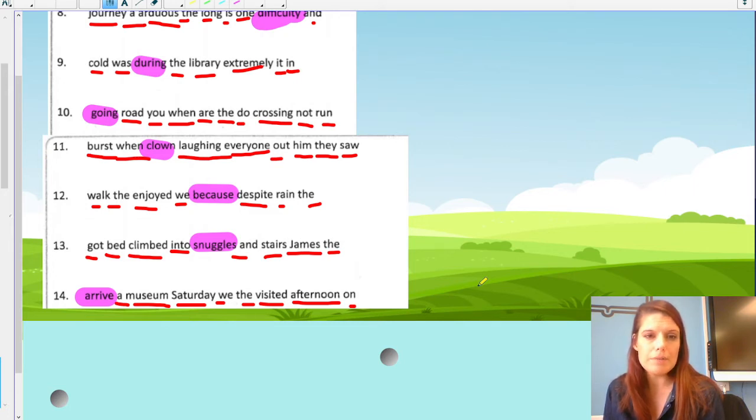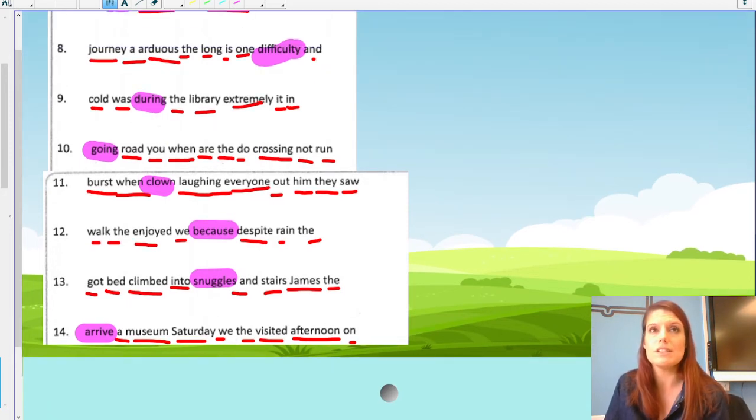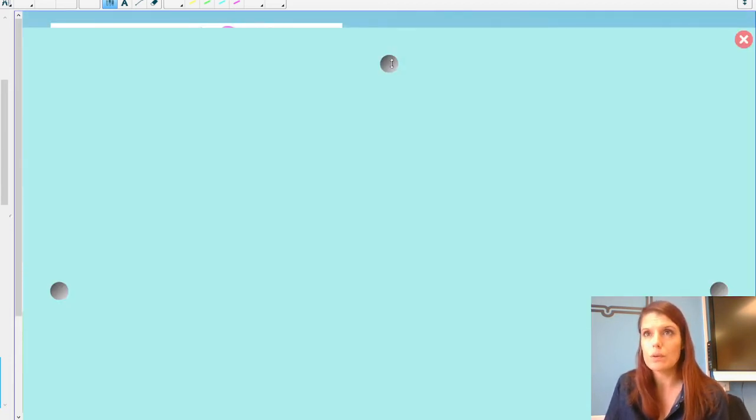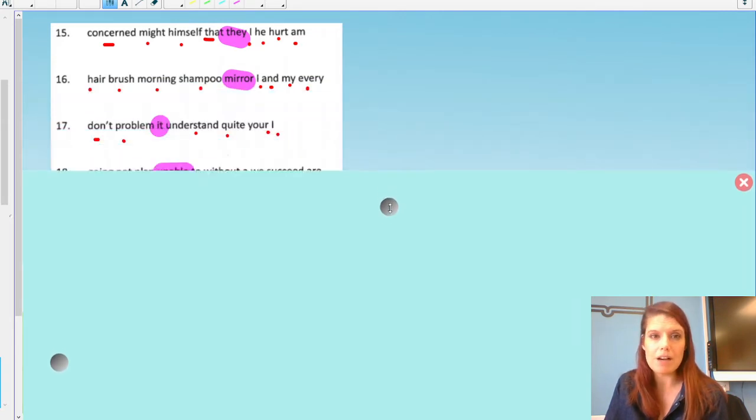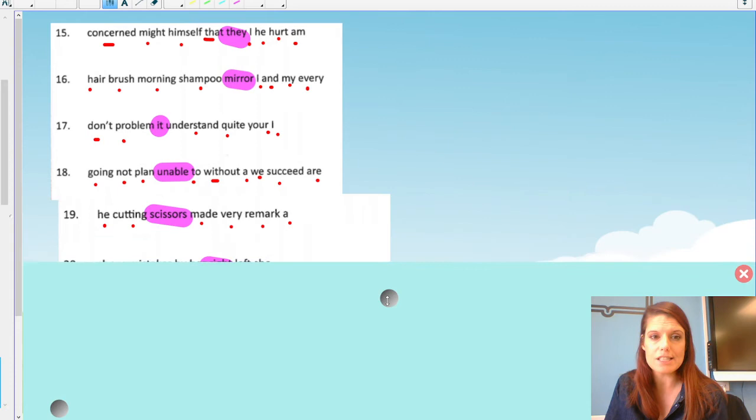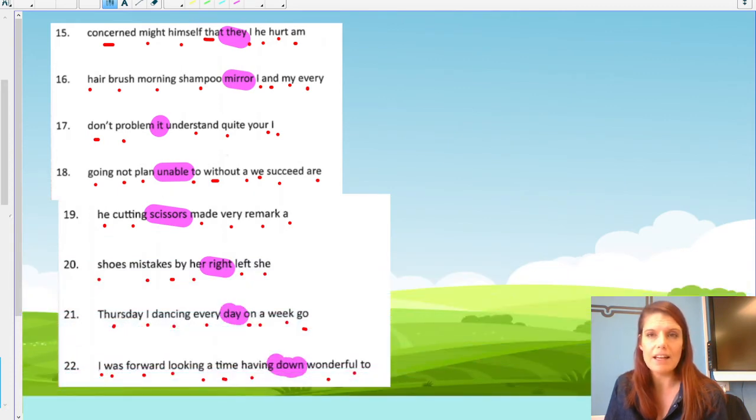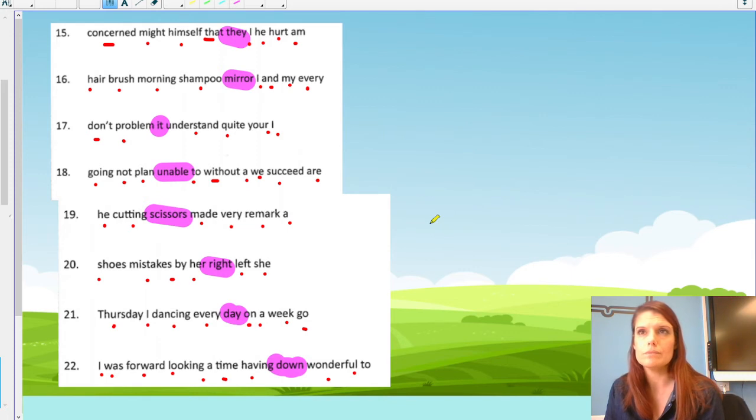James climbed the stairs and got into bed. And on Saturday afternoon, we visited a museum. Or, we visited a museum on Saturday afternoon. Then we had they, mirror, it, unable, scissors, right, day, and down. I am concerned that he might have hurt himself. Every morning, I shampoo and brush my hair. Or I shampoo and brush my hair every morning.